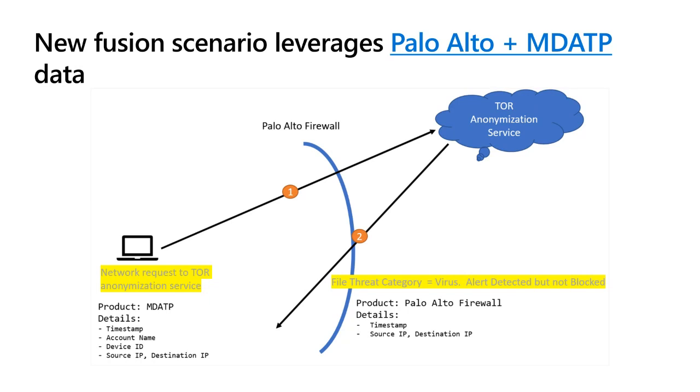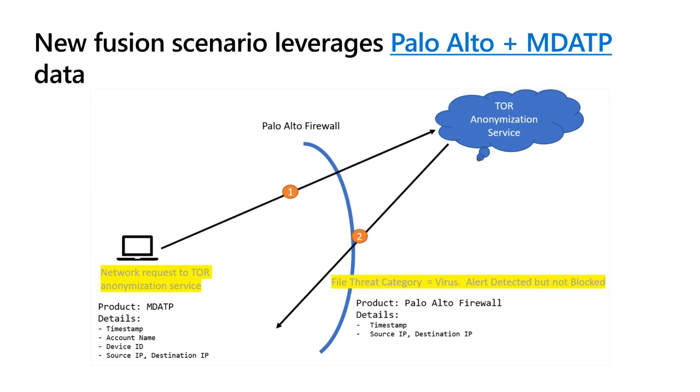So this particular example indicates an attack where we see an endpoint connecting to a Tor network, followed by suspicious activity on the internal network. In this case, Microsoft Defender ATP is detecting that a user inside the network made a request to a Tor anonymization service. On its own, this incident would be relatively low fidelity. It's suspicious, but it doesn't quite rise to the level of a highly actionable, prioritized threat.